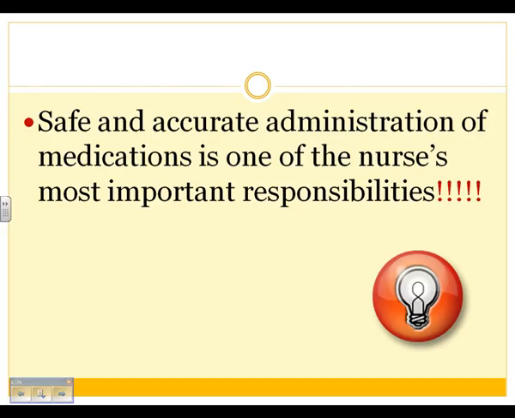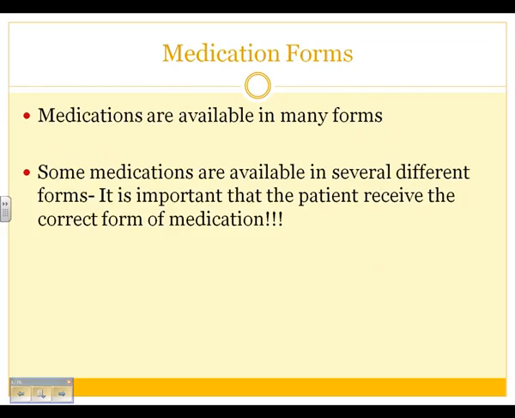Safe and accurate administration of medications is one of the nurse's most important responsibilities. I think we've already been over that. Medications are available in many forms. It is still a medication error if you give the right medicine but the wrong route. So if it was supposed to be given IV and you gave it IM, that's a medication error. Some medications are available in several different forms, and it's important that the patient receive the right medication in the right route. And we're going to talk about that in just a few minutes.